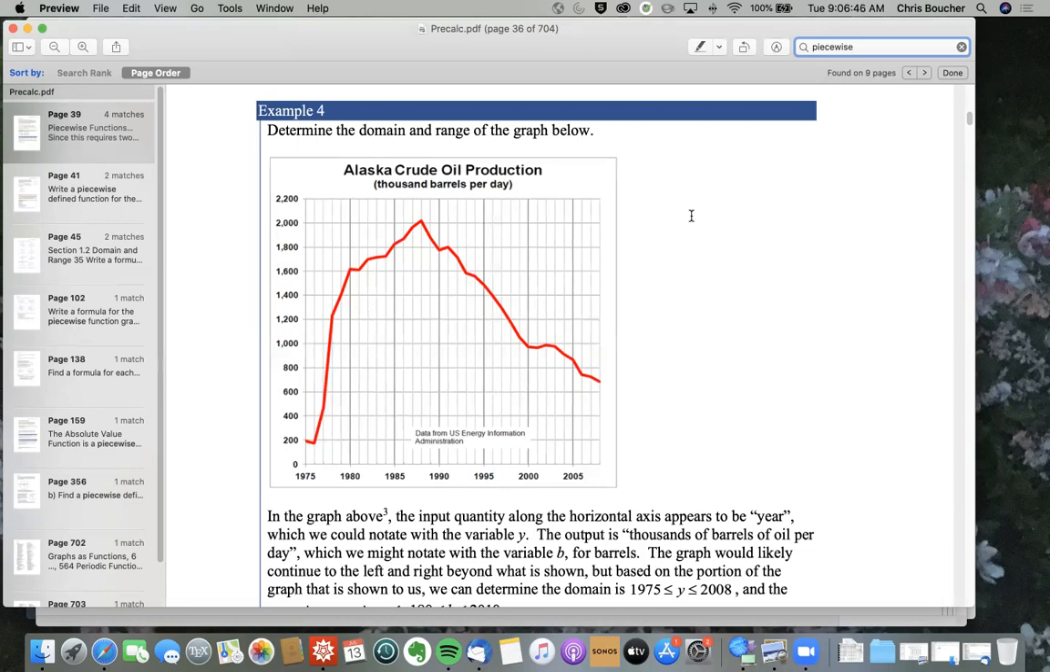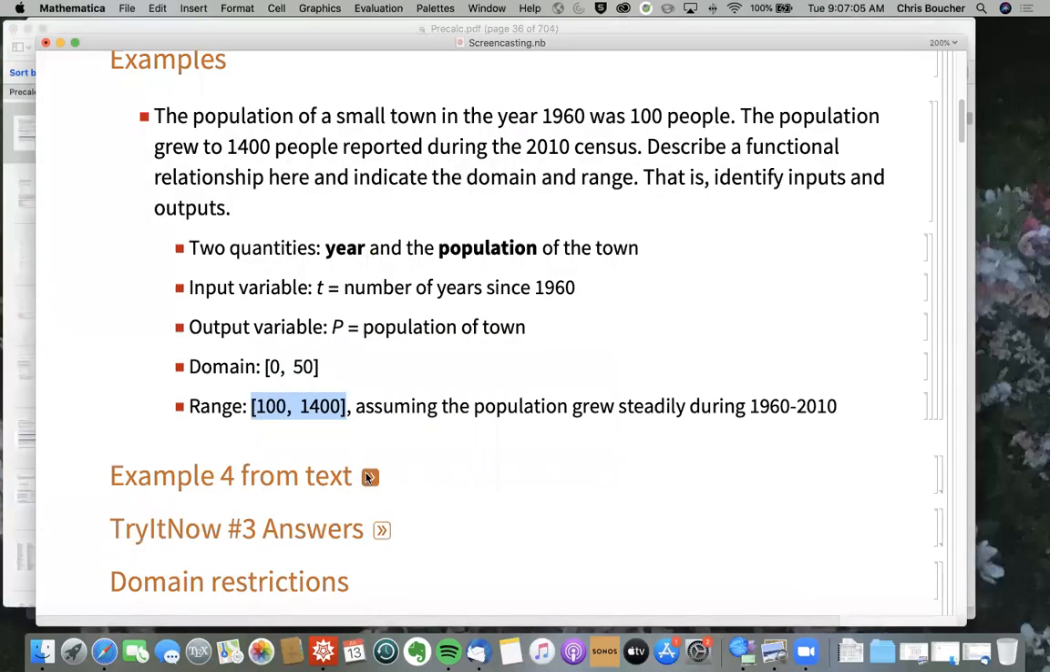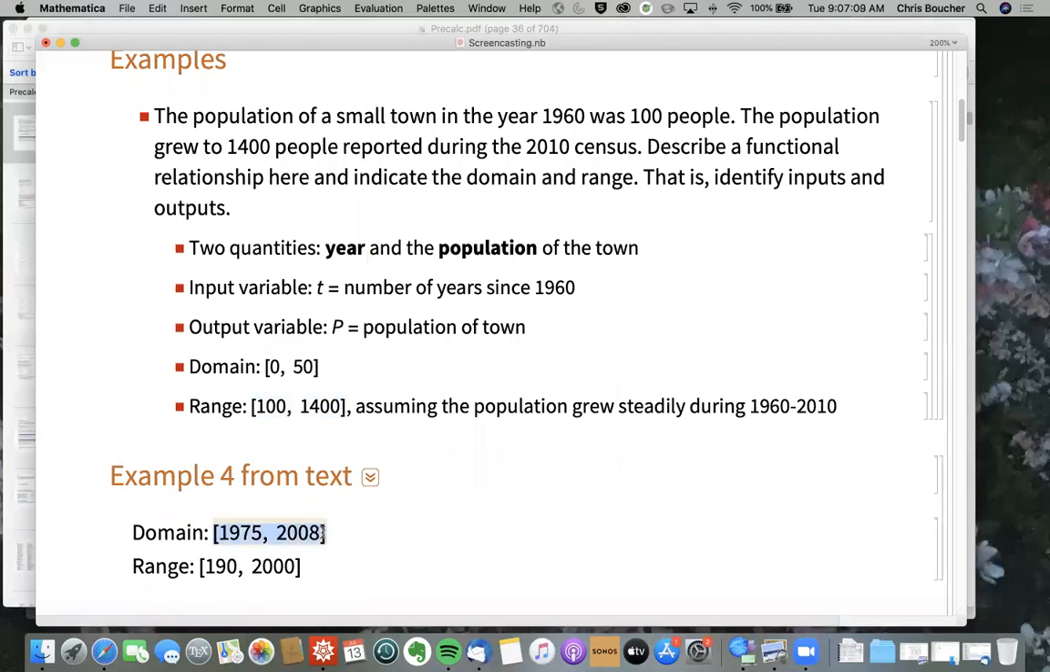So the domain is the set of allowable input values. Well, the input range here goes from the far left, which is about 1975, to the far right, which looks like 2008 or so. Yes, I think that's right, because these little lines here are marking off years. So let's see if I got that right. Yes, so 1975 to 2008 is the domain.